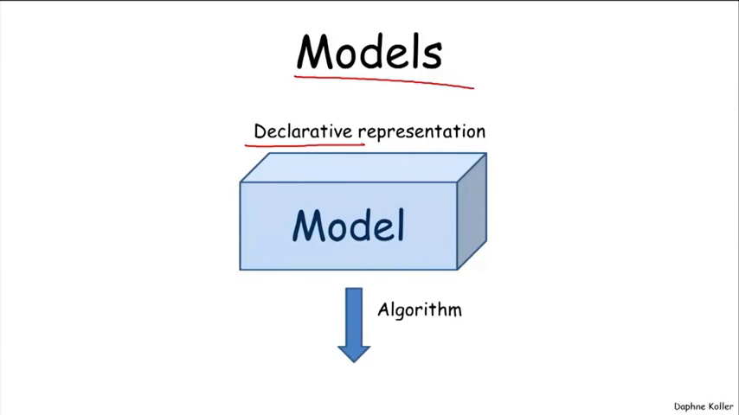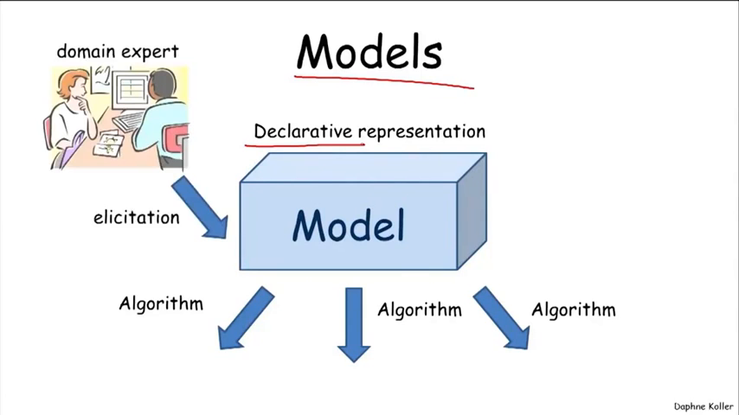So why is that important? It's important because that same representation, that same model can then be used in the context of one algorithm that answers maybe one kind of question, or other algorithms that might answer different kinds of questions, or the same question in more efficient ways, or that make different trade-offs between accuracy and computational cost.